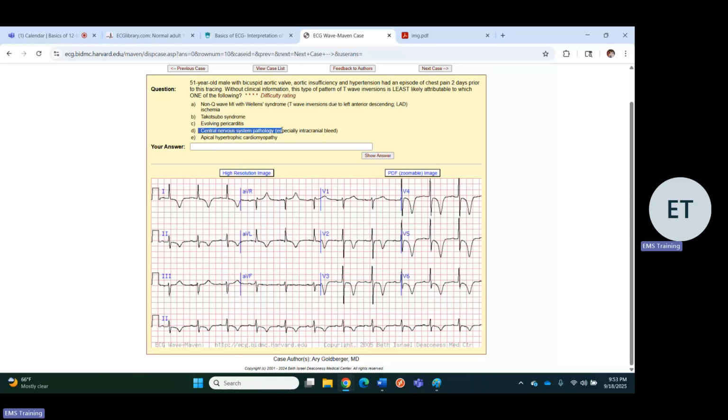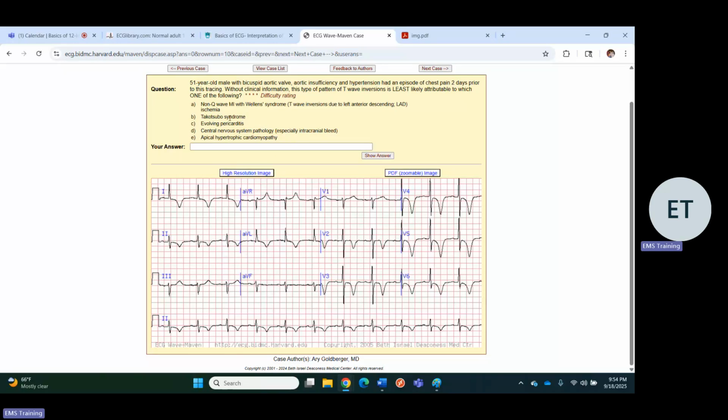Central nervous system pathology, yeah, we talked about that. Apical hypertrophic cardiomyopathy, it could certainly be that. Takotsubo syndrome, broken heart syndrome, that usually shows up as a STEMI equivalent, or STEMI-esque. So the answer is either B or C.